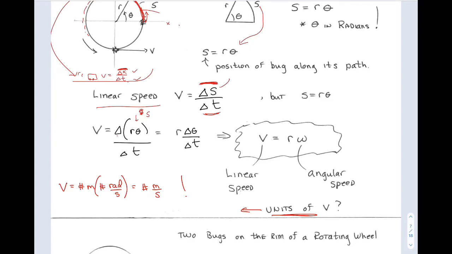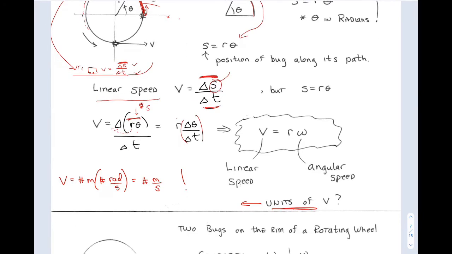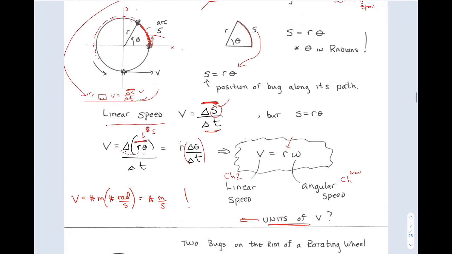So my linear speed is the change in displacement. The bug is moving along an arc, so my displacement is S, and S is r theta. R is a constant, so it moves outside of the delta. And that quantity there, that's what we did on the previous page, that's your angular velocity. So the old stuff in chapter 2 is related to the new stuff in our new chapter via the radius. So the linear speed of the bug as it moves around depends on the radius and the rotation speed, that angular speed.